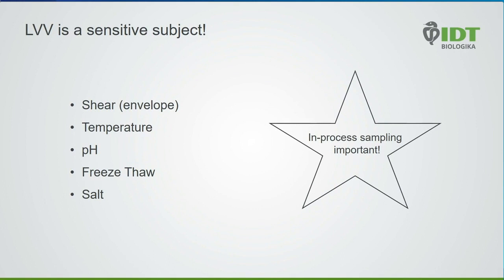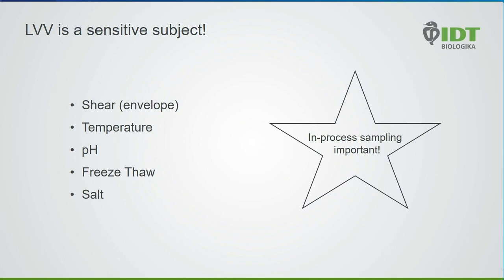A few things to mention are that lentiviral vectors are extremely sensitive, unlike their AAV counterpart, which are much more stable. And this is mainly attributed to the fact that they are enveloped, so they are much more sensitive to shear, changes in temperature, extreme changes in pH, multiple freeze-thaw cycles, as well as high salt concentrations.